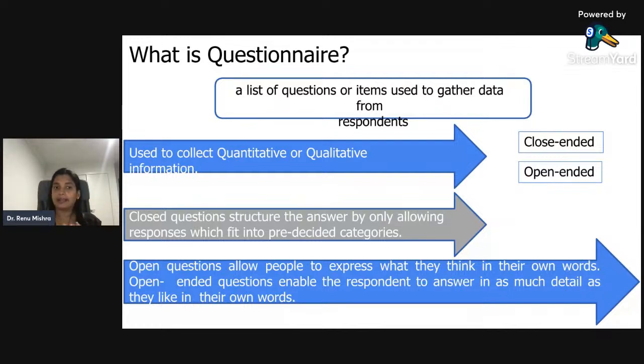Okay, that's why it is open questions. They have open questions where you are giving an opportunity to the respondents to express their opinions to us.